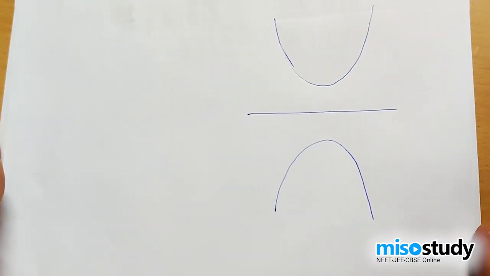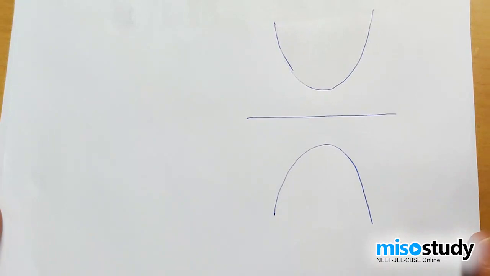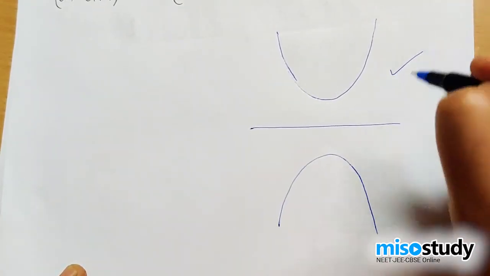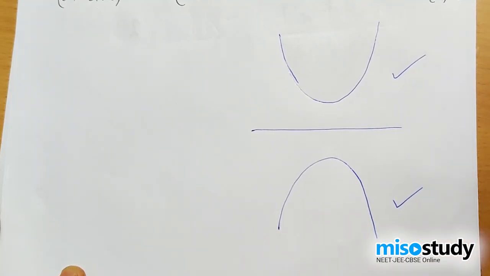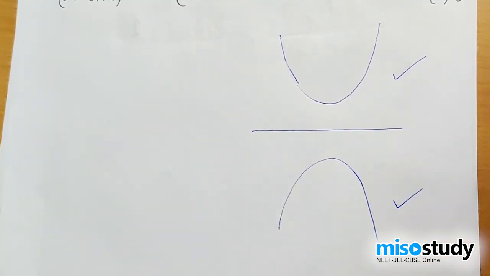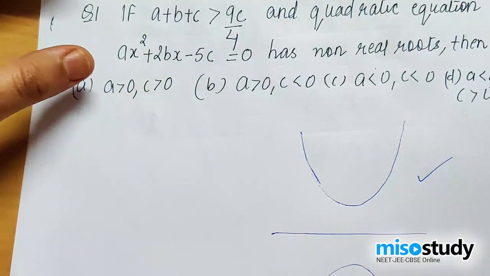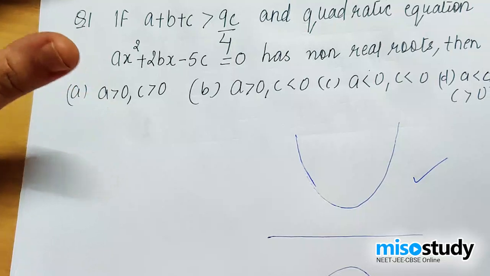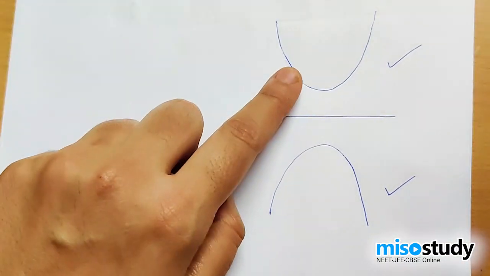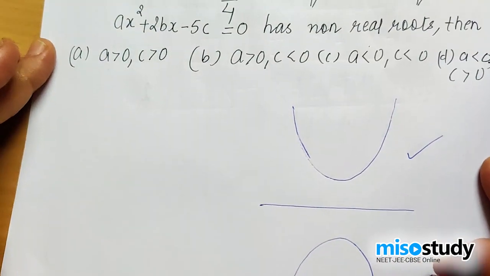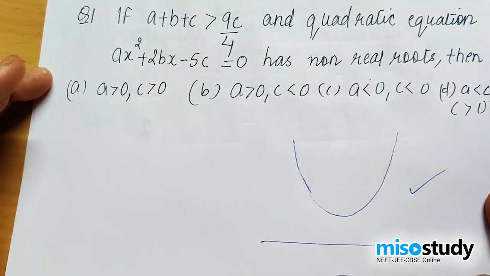Now, since non-real roots are given, the graph can be one of the two cases. But how do we find out which is the right case? Depending upon the right case, we'll be able to go with the correct option, since in the options we want to find out the sign of a as well as c. To find out the sign of a, I need to know whether it's an upward parabola or a downward parabola. Accordingly, I will decide upon the correct option. So now let's get back to the question.